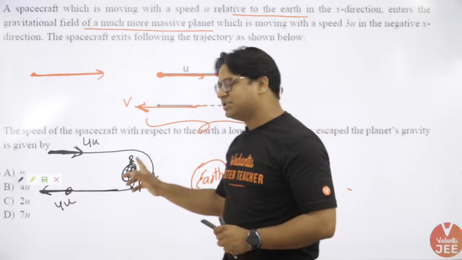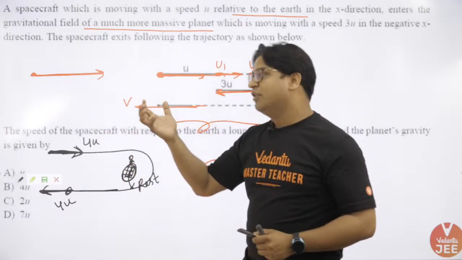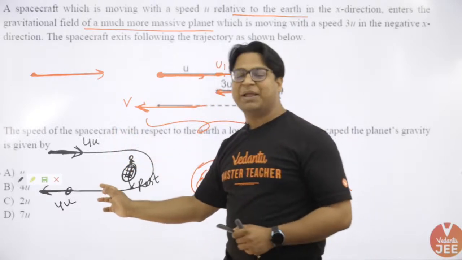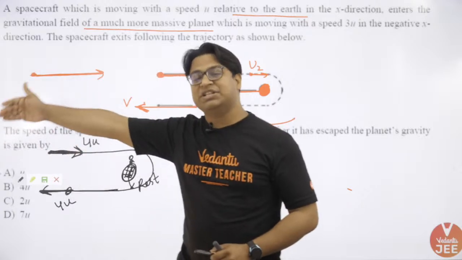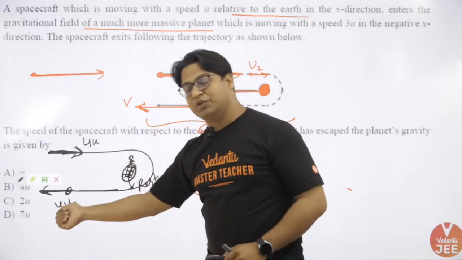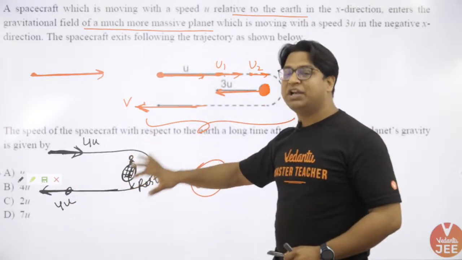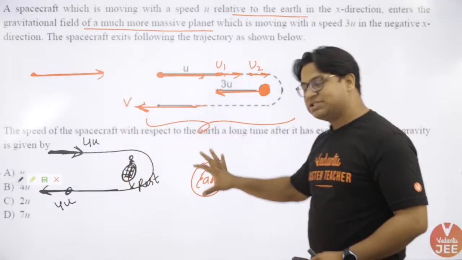Any person standing on this massive planet will say that a spacecraft was coming to me with a speed of 4u, and then it encircles the planet, and then it goes away. And when it finally reaches far away, the speed has got to be the same with which it was coming. So this speed will be 4u with respect to the planet. Now, if we use our knowledge of relative motion, and if we try to convert this figure into a figure that is seen from Earth.